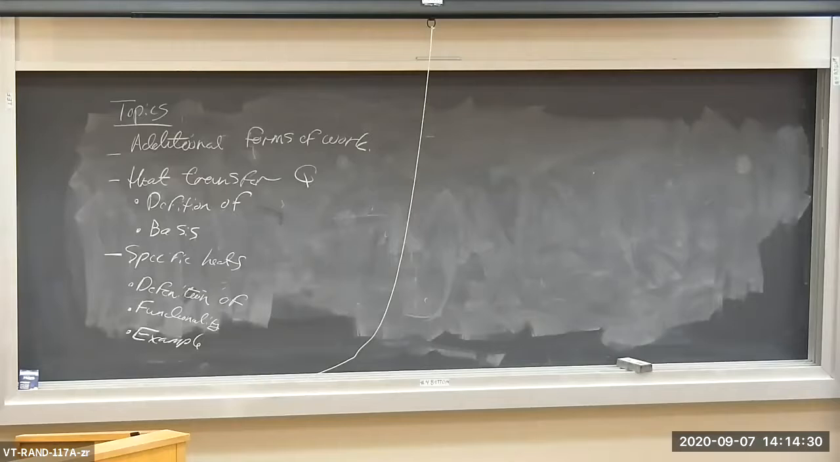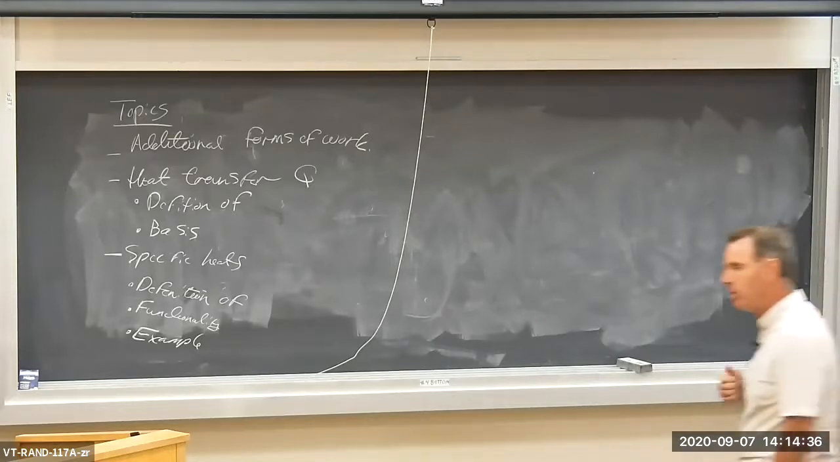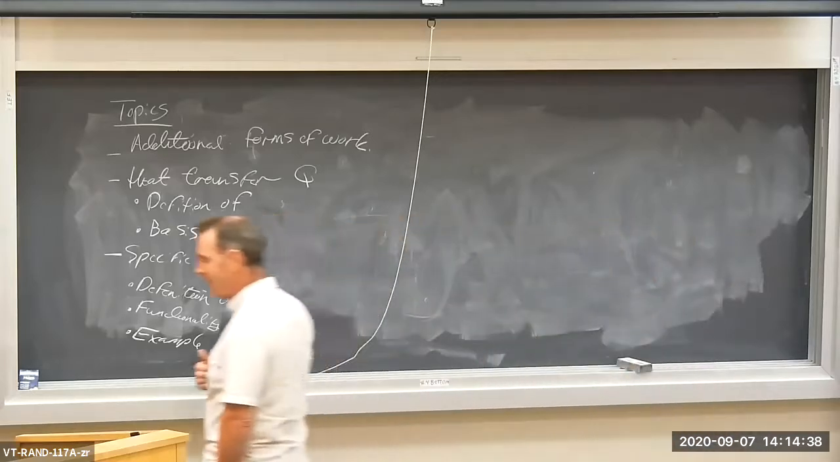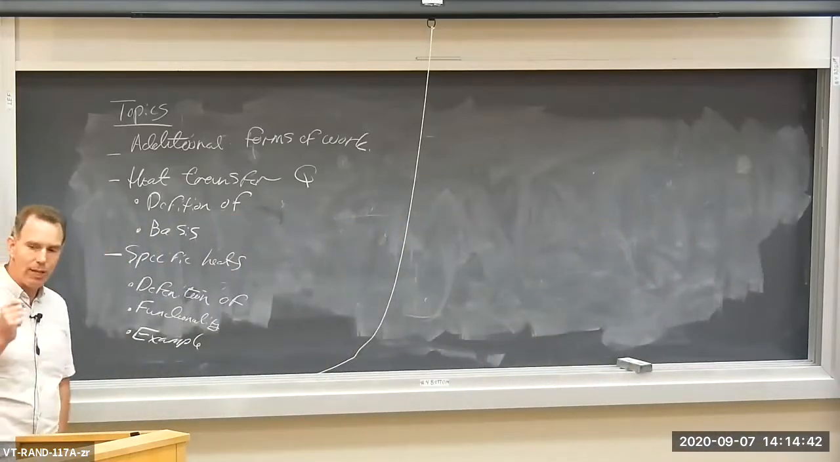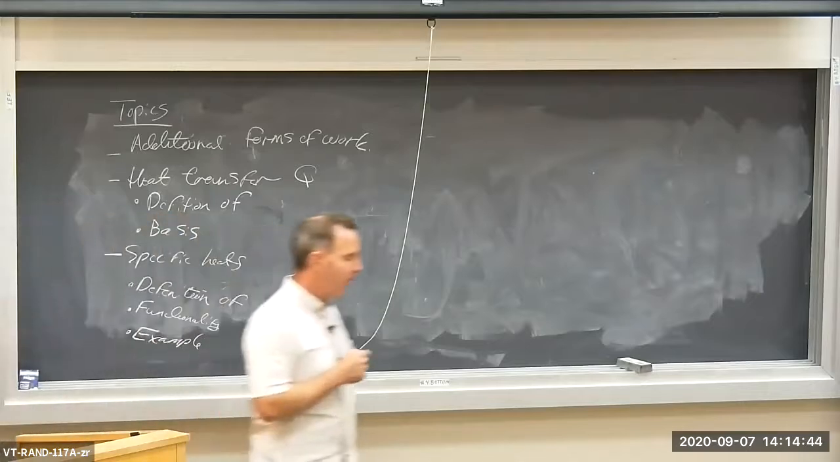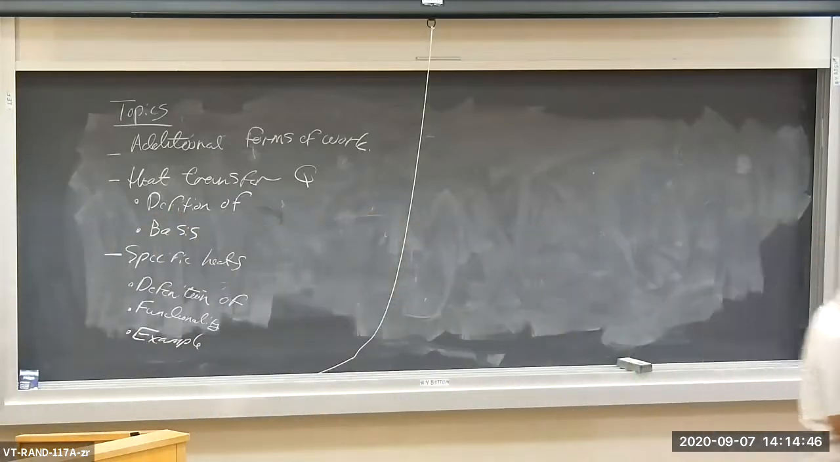One of the path functions that we introduced last time was work. And in particular, we derived the expression for boundary work. And we did an example where we had to calculate the boundary work of a system. And today we're going to introduce a second path function, which is heat, or heat transfer Q. And we're going to go over the details of that.